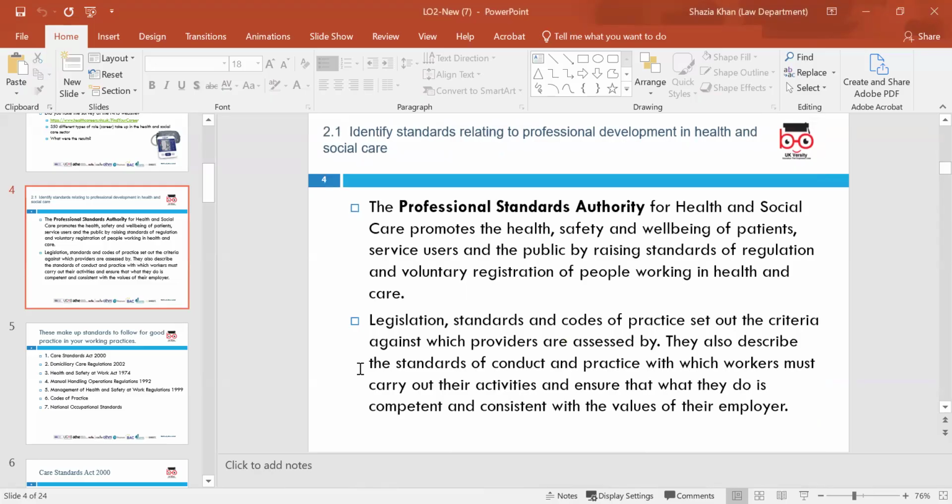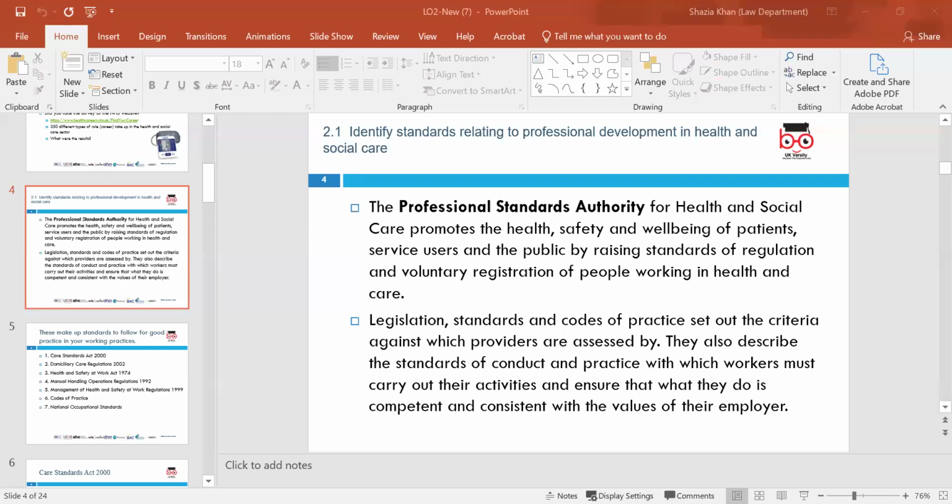2.1 is identify standards relating to professional development in health and social care. And there are different standards that you must meet within health and social care. Professional standards are really important because they ensure that you are meeting the requirements of the public, and that could be things like making sure that expectations are put in place, that you are following legislation, the law, policies and procedures.